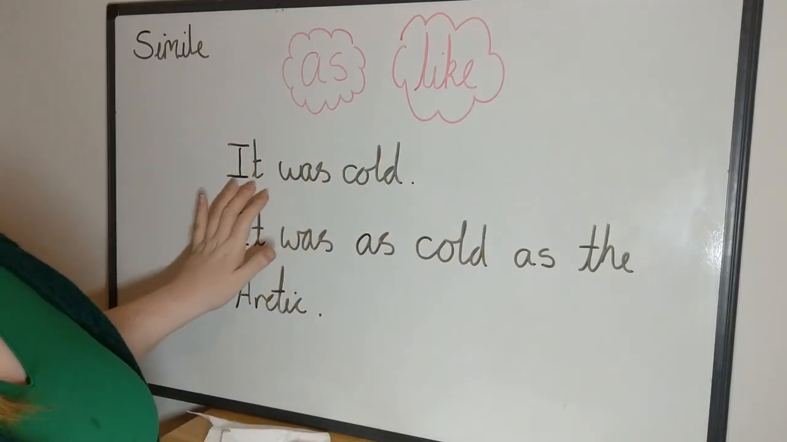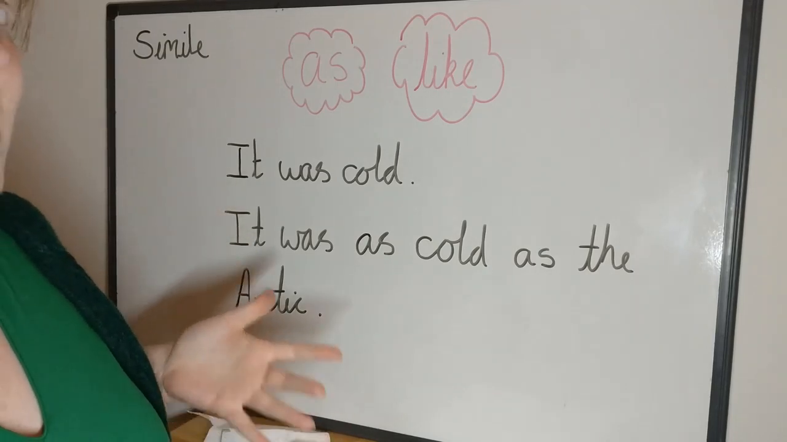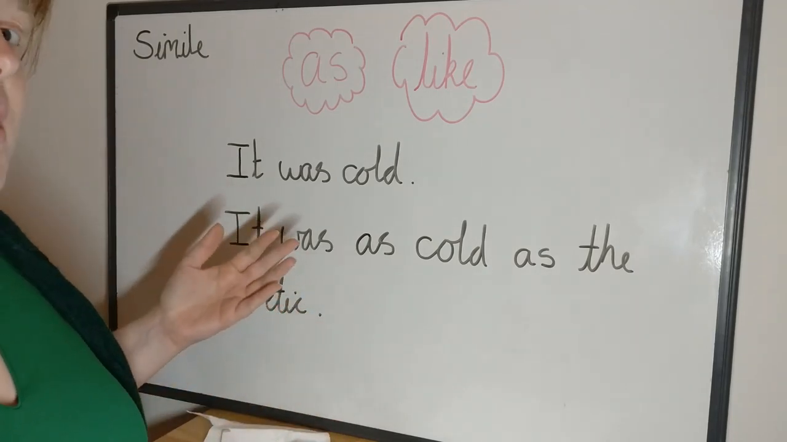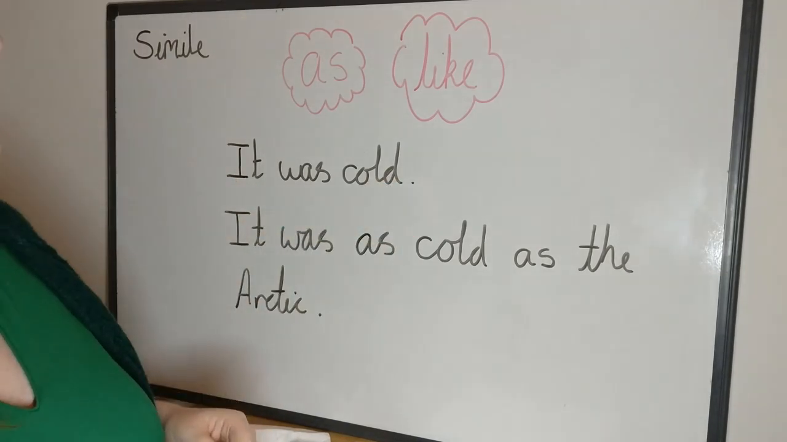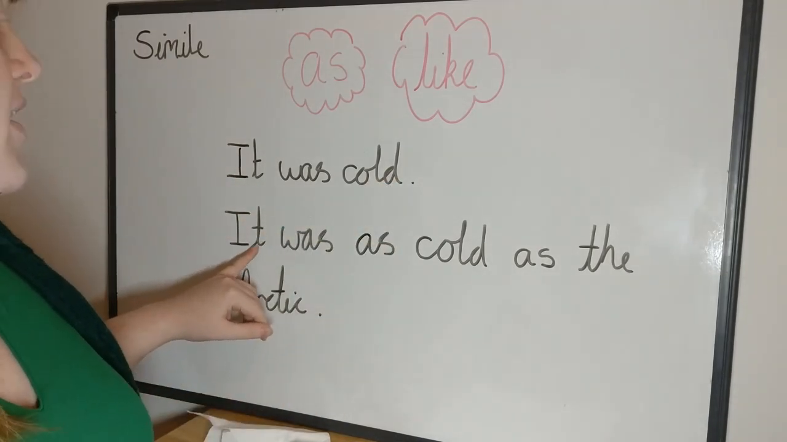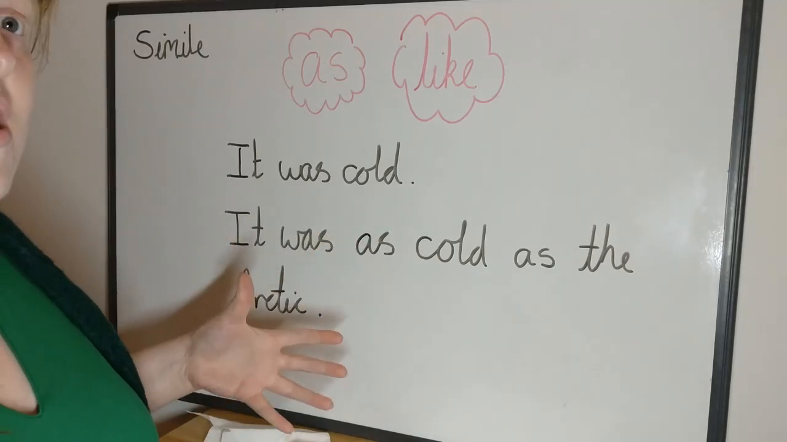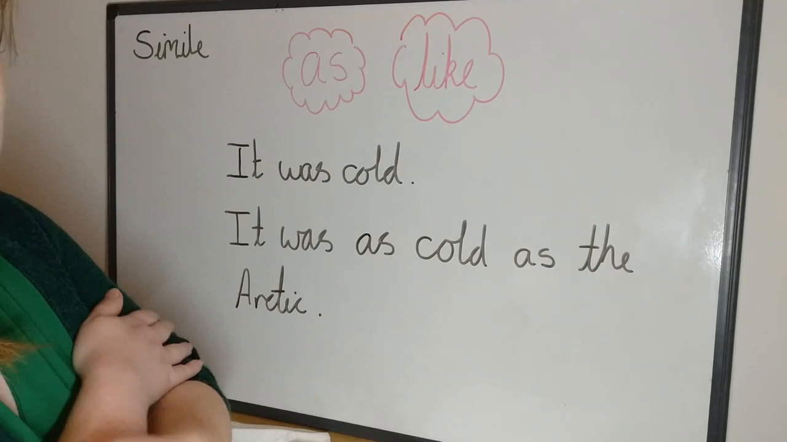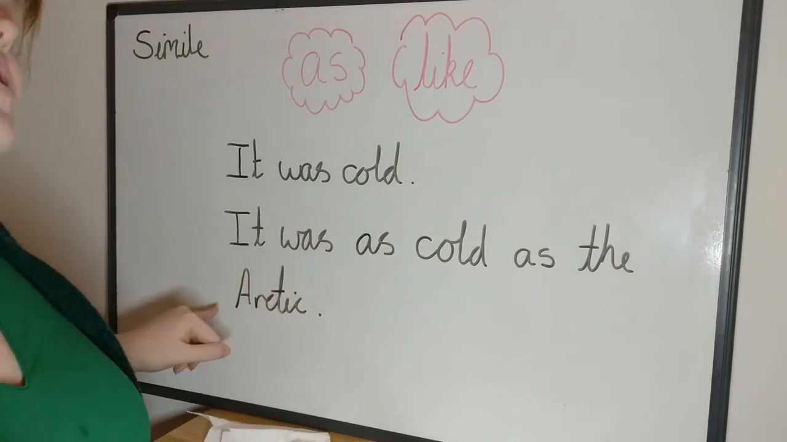So, I've got two sentences here. They both tell the reader that it's cold, but one of them is a simile. We have, it was cold. Second sentence, it was as cold as the Arctic. So the Arctic is something that we know is really, really cold. So it's not just a little bit cold, it must be freezing.